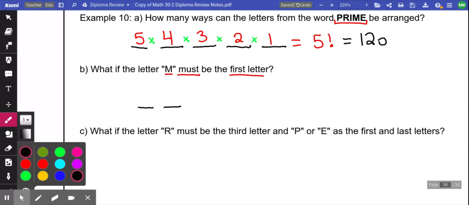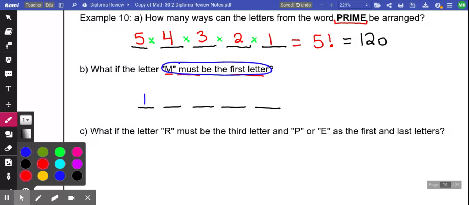So we're going to say, okay, there's 5 options here. But now we're going to change the numbers that go in each slot. The way we handle rules is by placing the rules first. The rule said that M must go first. That means the number of different letters that could go in the first spot is 1. There's only one option. It has to be the letter M. There's no other choices. Once you've placed the rule, you then place the rest of the letters.